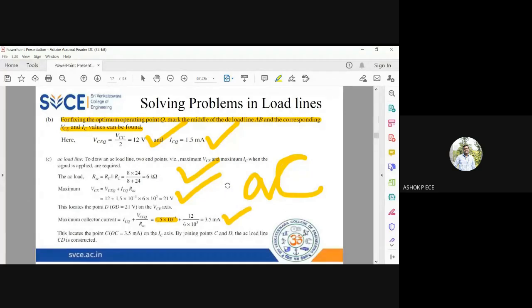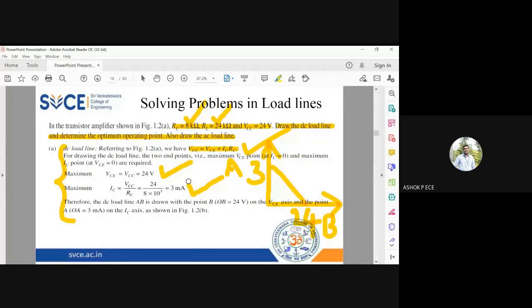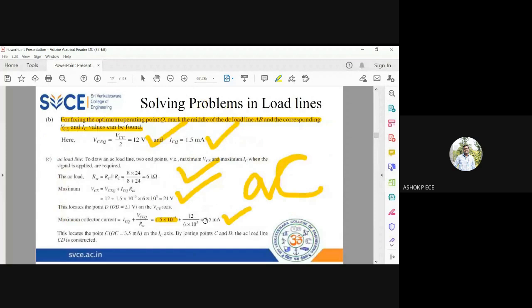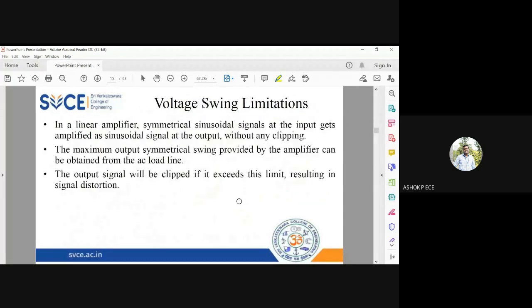milliamperes. For DC load line, we got the answer as 3 milliamperes. For AC load line, we got the answer as 3.5 milliamperes. So now what we are going to do, we are going to plot these two values in the same graph to draw the AC load line, 21 and 3.5 milliamperes.